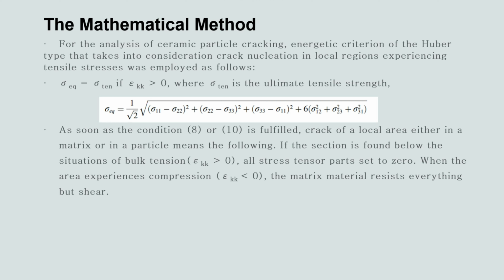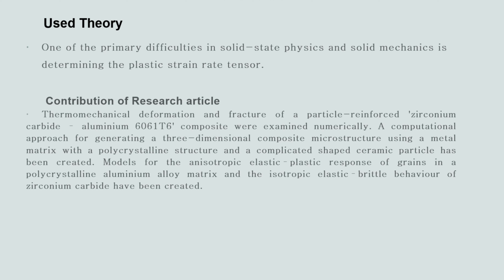As soon as the condition is fulfilled, a crack in the local area, either in the matrix or in a particle, means the following. If the region is found under bulk tension, with the equivalent stress more than zero, all stress tensor parts are set to zero. When the area experiences compression, with the equivalent stress less than zero, the matrix material resists everything but shear. One of the primary difficulties in solid state physics and solid mechanics is determining the plastic strain rate tensor.